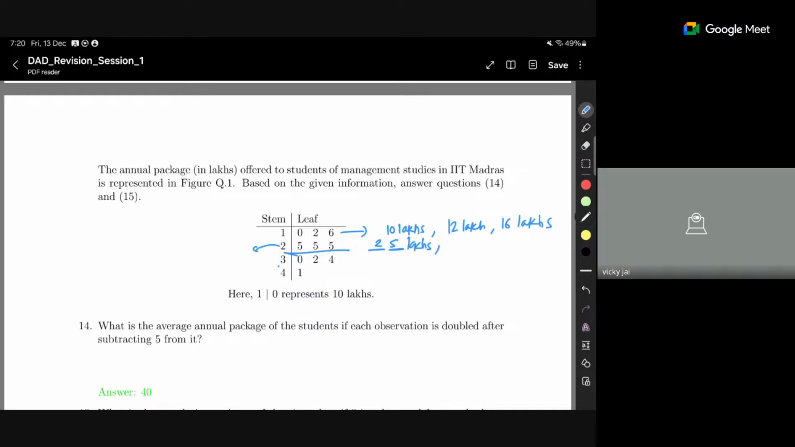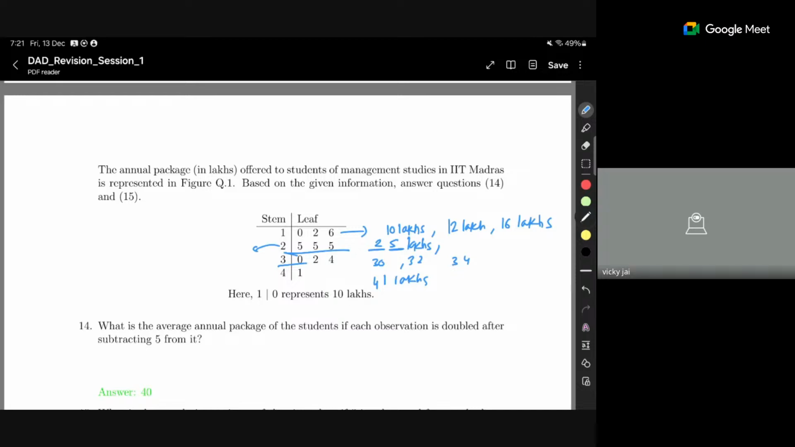All of them. This guy is 30 lakhs, then 32, 34, 41 lakhs. So this is the kind of data I have, right? 41 lakhs. This is the kind of data I have. And now what I need to find is, what is the average annual package of the student if each observation is doubled after subtracting 5 from it. Okay.